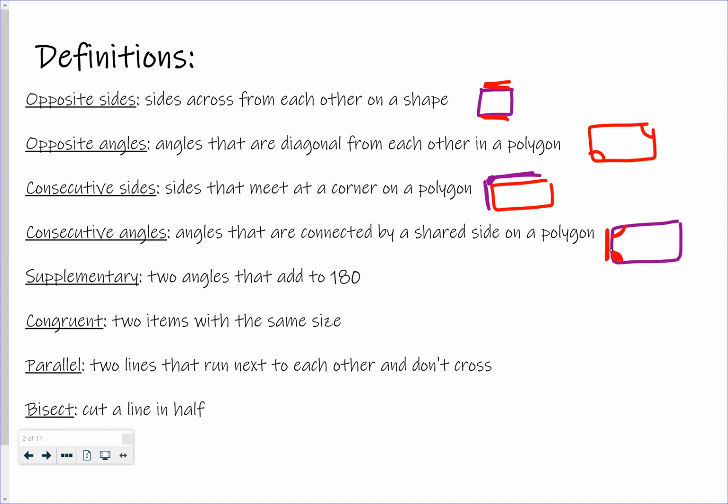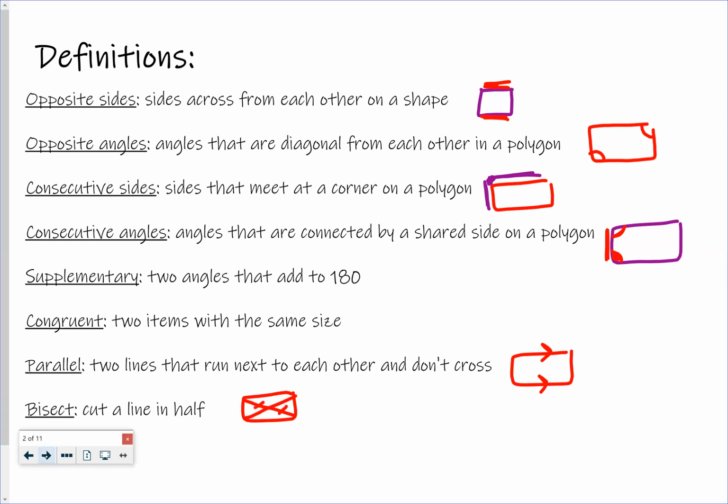And then remember, supplementary means two angles that add up to 180. Congruent means two things are going to be the same size. Parallel means two lines that run next to each other and they don't cross. And remember, the symbol for parallel is those arrows. And then bisect is to cut in half. So let's see here, we have our diagonal. It could be cut into two equal pieces, and you would know that because we can see these parts are marked congruent. So bisect is cut in half.